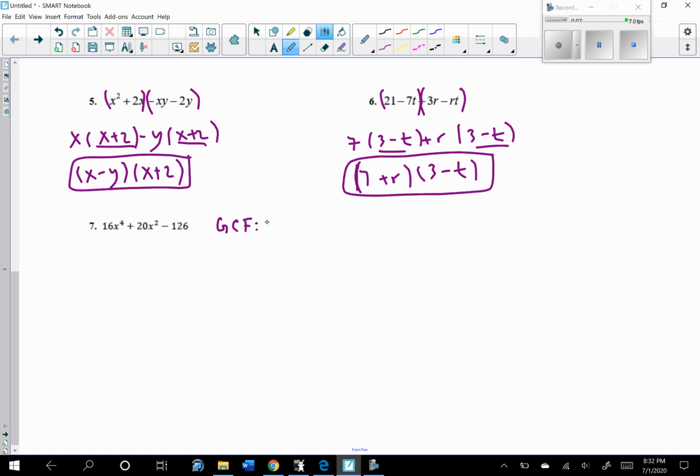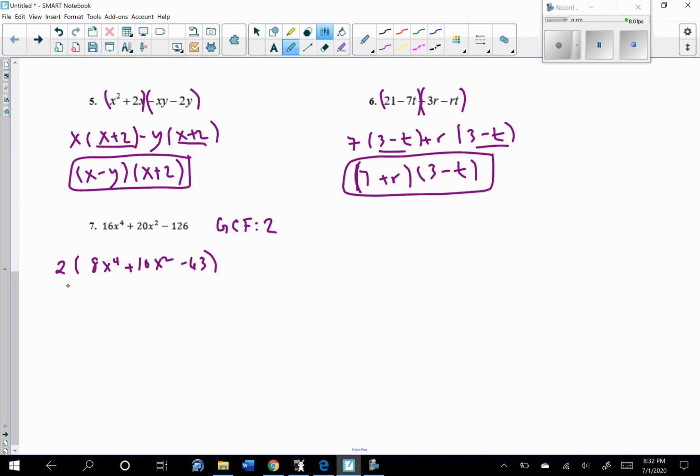And the greatest common factor, these are all even. Let's try 2. So if I take out 2 from each of these and put it in front, this would be 2 times 8x to the 4th plus 10x squared minus 63. So 2 is the highest that we can take out. I still have 3 terms here and a number in front.